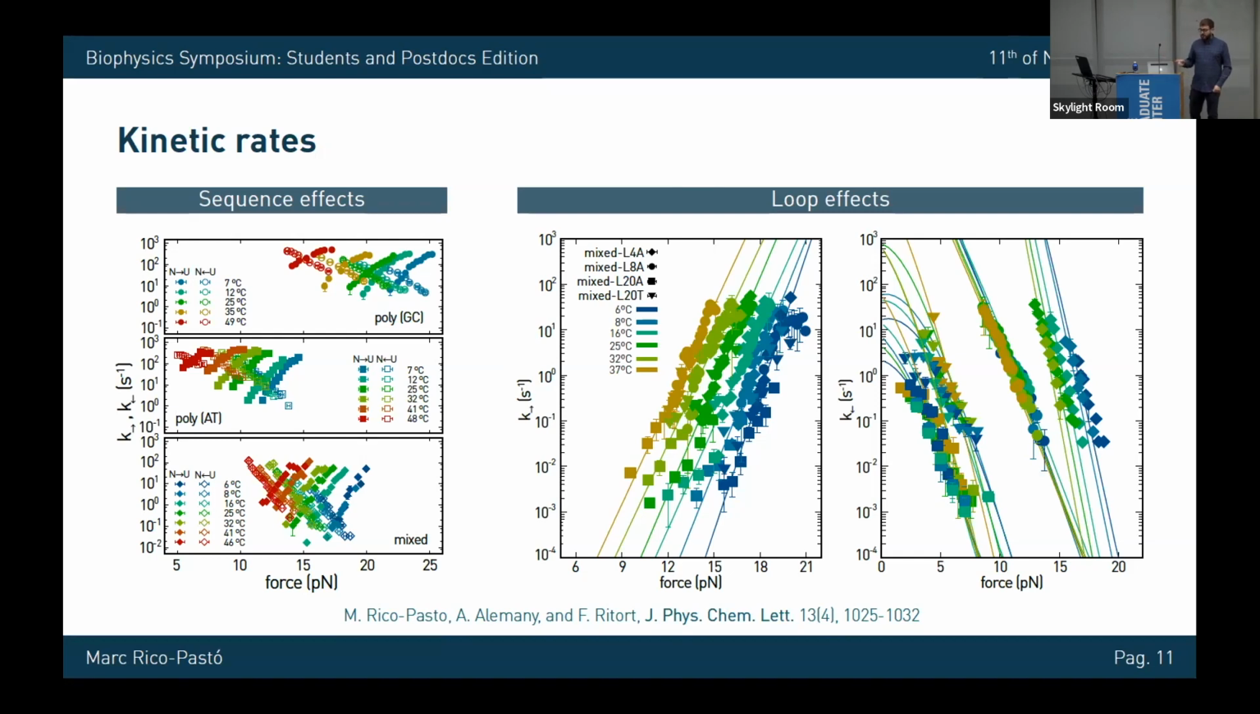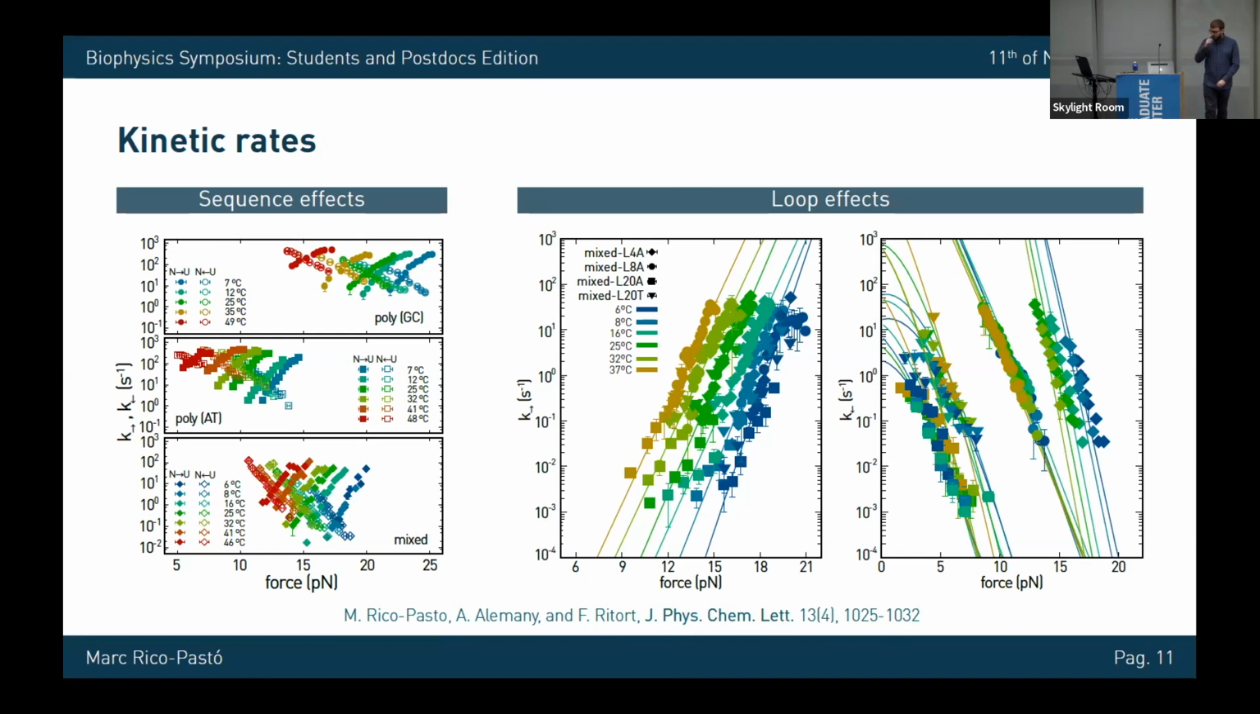Relative to the loop effects, we can clearly see different things depending on what we look at. If we look at the unfolding trajectories, the left panel, we can clearly see that the symbols collapse, but the colors do not. It means that the unfolding kinetic rates do not depend on the loop size, but depend on the temperature. In contrast, for the folding kinetic rates, the colors collapse, but the symbols do not. It means that the folding kinetic rates depend on the loop size. This is indicative of a folding process entropically driven.